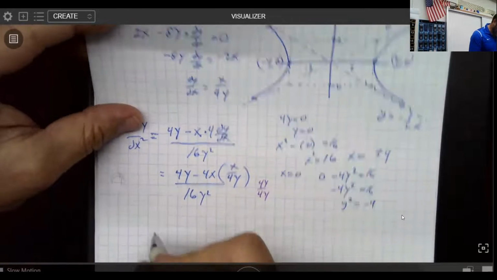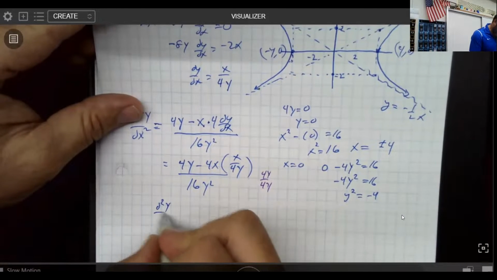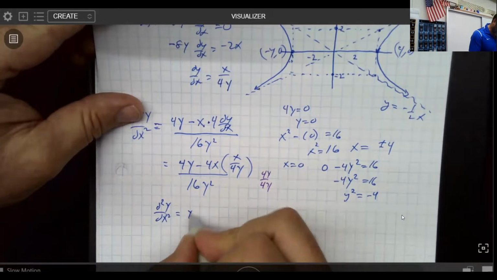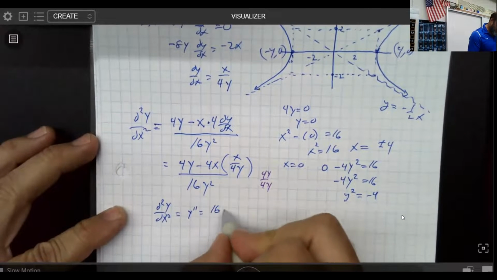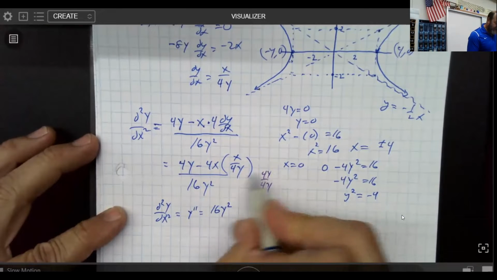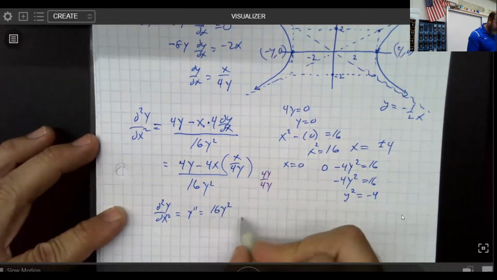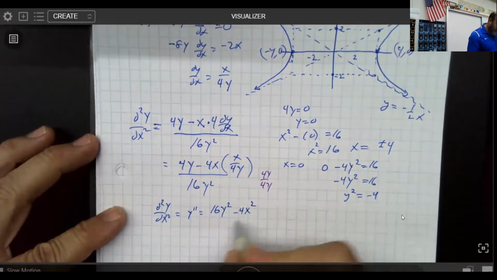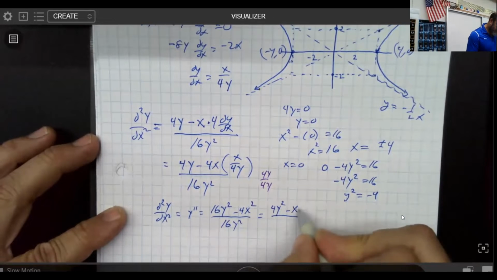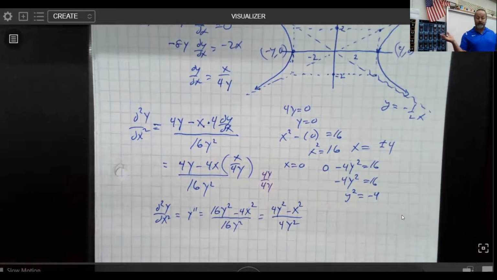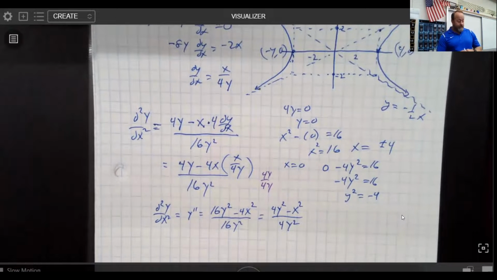And therefore, I would say d squared y dx squared, also known as y double prime. If we did that, we would get 16y squared. I did that so these would cancel out, minus 4x squared over 16y squared. I suppose we could divide everything by 4 now. And I guess we're good. That's it. Pretty cool. All right. That's all that I wanted to do with that particular problem.